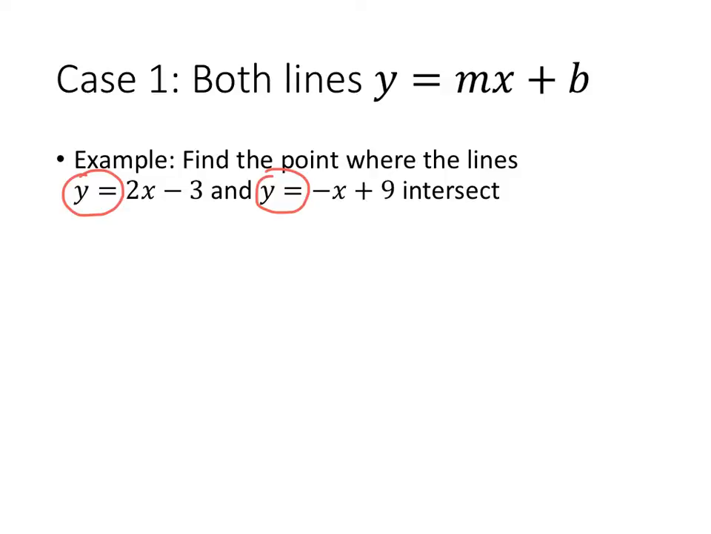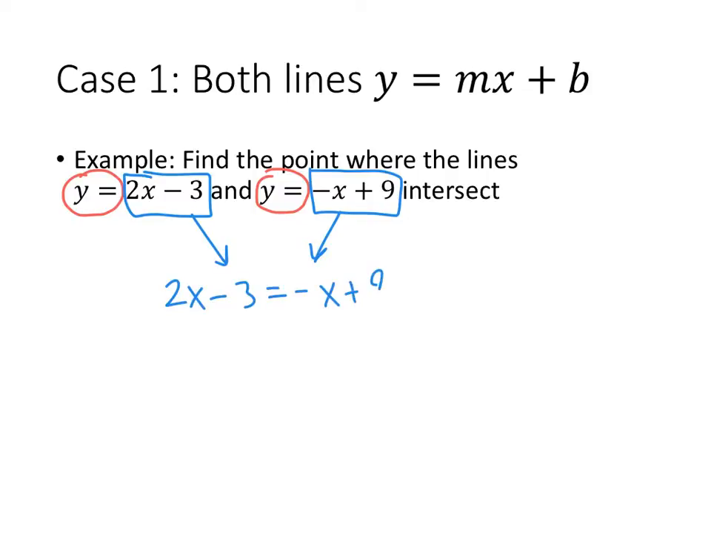So if y equals both of those things, then both of those things have to equal each other. And that's the principle that we're going to use. These two things are both equal to y, so they both equal each other. 2x minus 3 equals negative x plus 9. And that gives us an equation that we can solve.